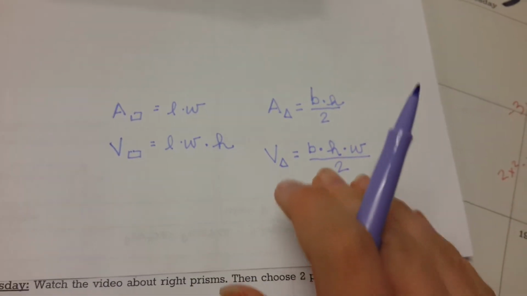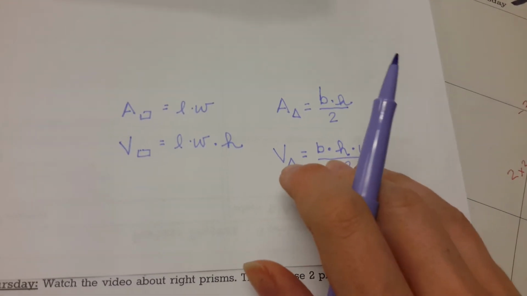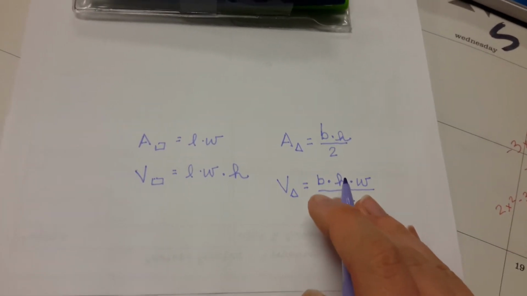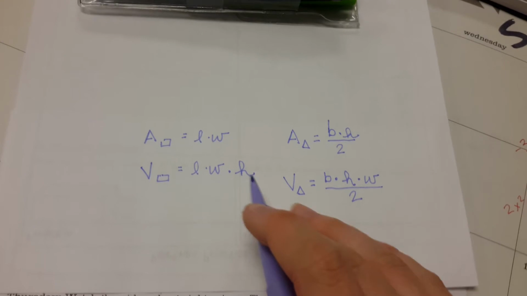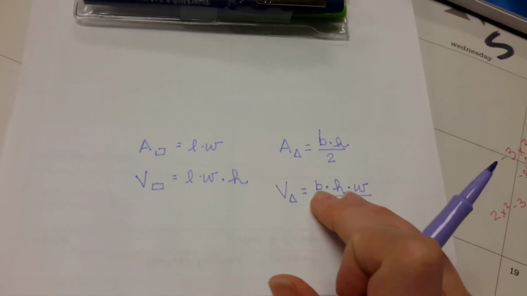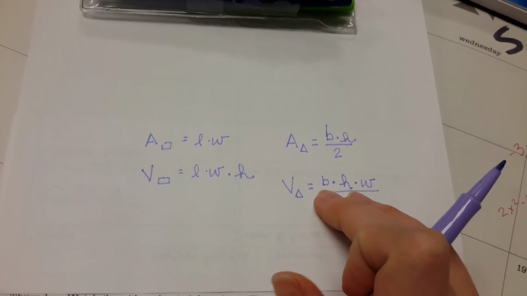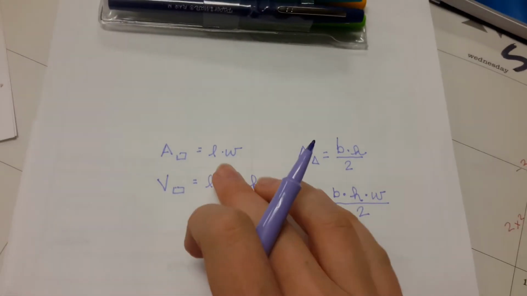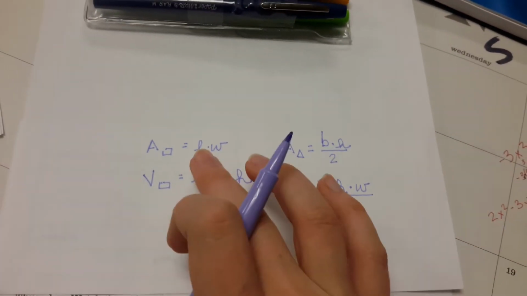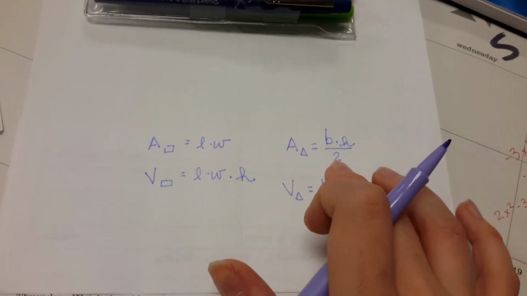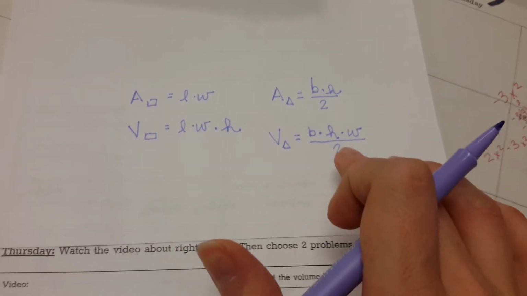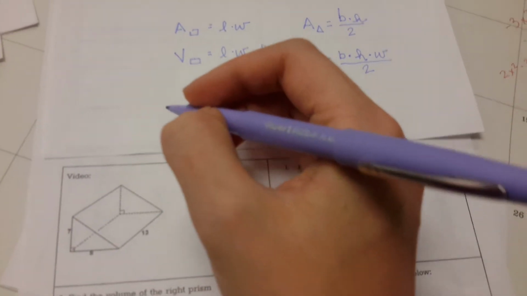And if we look at the top, our numerator, base times height times width, that's very similar to our length times width times height, right? A few different words, but it's very similar. But since we're talking about triangles, just like in the area formula, we needed to find the area of the rectangle but divide it by 2. Here we're going to find the volume of the rectangular prism and divide it by 2.